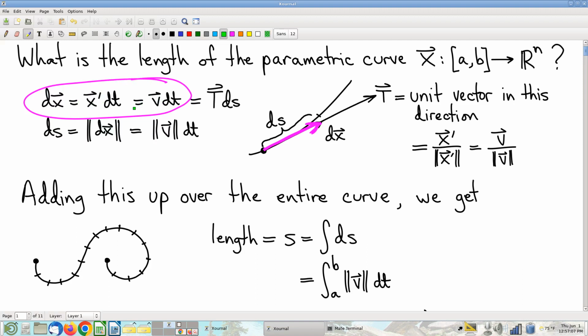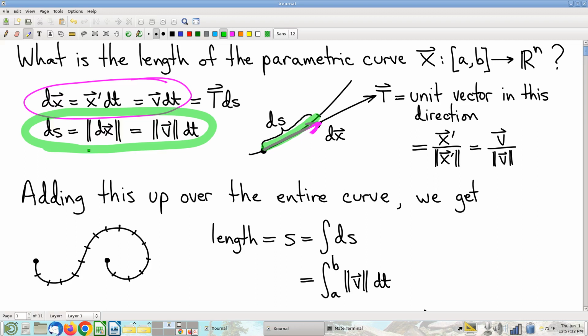So if we've got that dx vector, in the limit, we expect the length of the piece of curve to be pretty much the magnitude of that dx vector. So that gives us these formulas down here. Everybody good so far? Right.